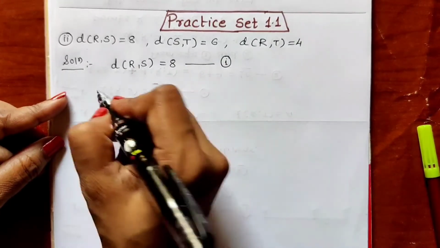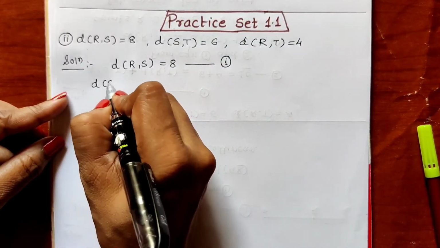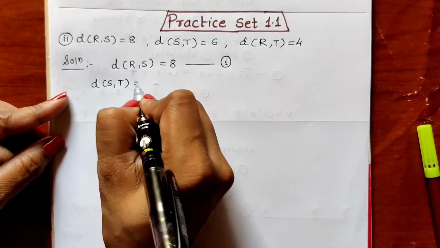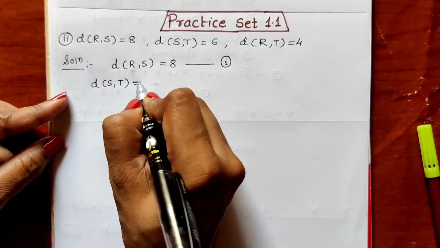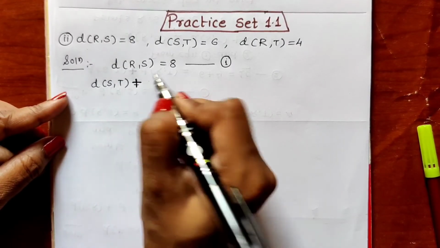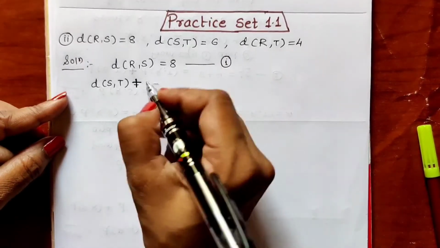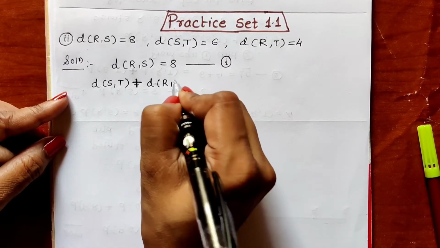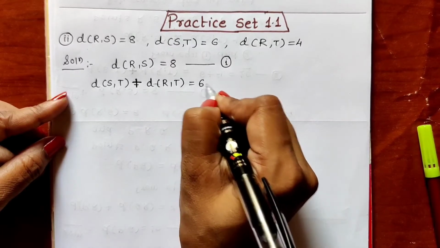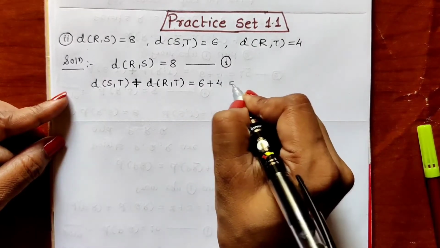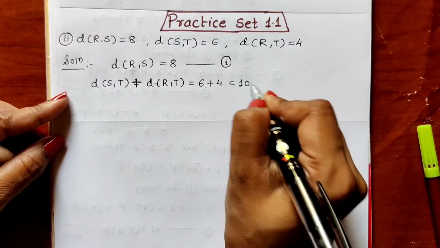Now add the remaining two distances. Distance ST plus distance RT is equal to 6 plus 4, which is equal to 10, we all know.